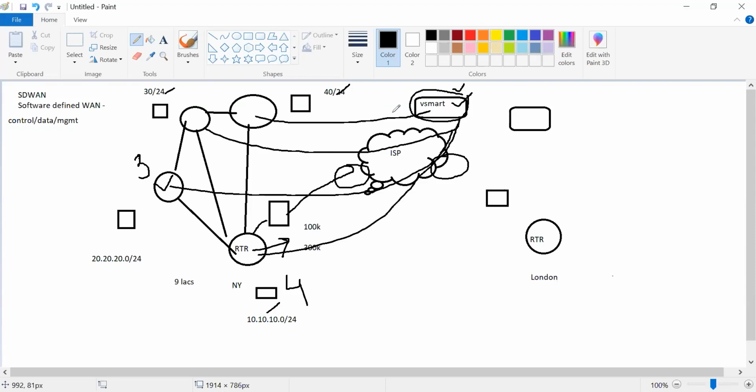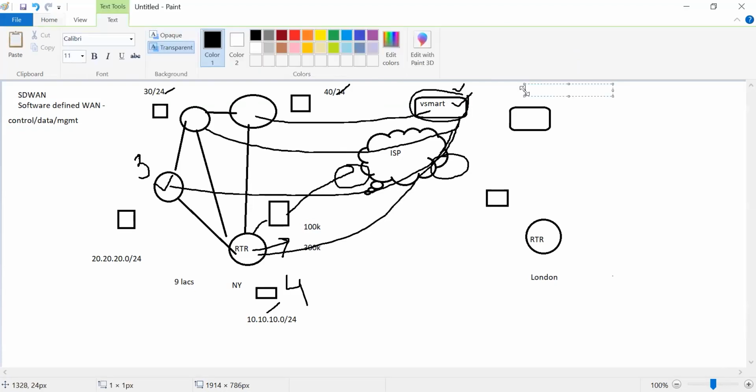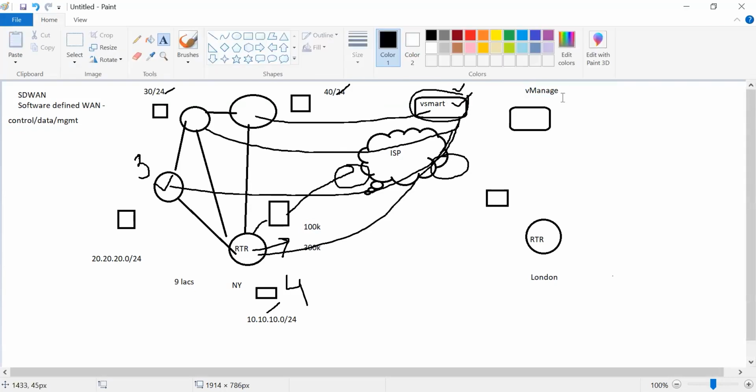Sort of all these route decisions, all these complex topologies and customized designs, we can achieve with vSmart. Okay. And then we talk about the management plane. vManage is the component of SD-WAN which handles the management plane. When I say management plane, let's suppose this is my router which is managed by vManage and it is part of SD-WAN.